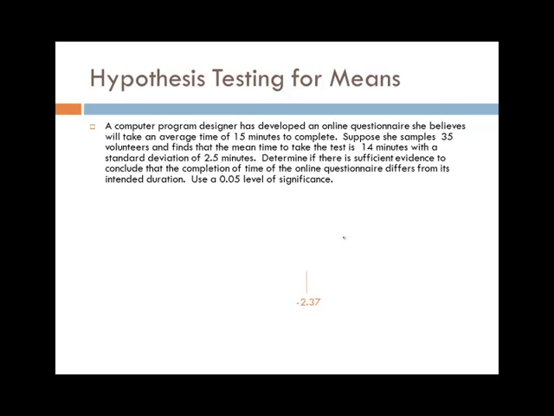A computer program designer has developed an online questionnaire she believes will take an average time of 15 minutes to complete. Suppose she samples 35 volunteers and finds that the mean time to take the test is 14 minutes with a standard deviation of 2.5 minutes. Determine if there is sufficient evidence to conclude that the completion time of the online questionnaire differs from its intended duration. Differs is the key word here. 0.05 level of significance.